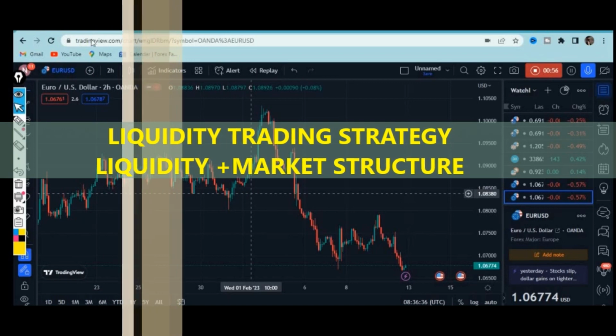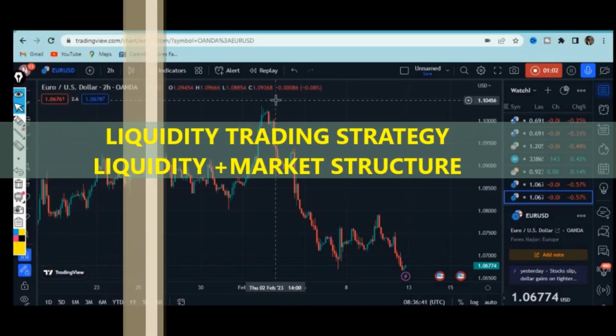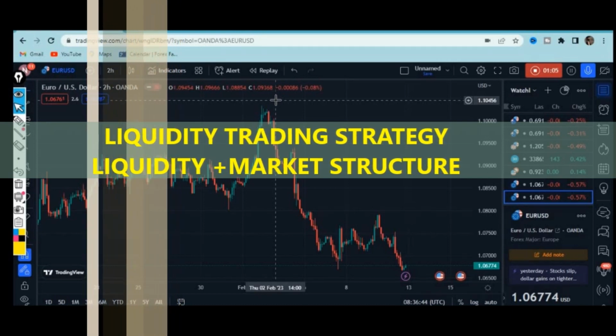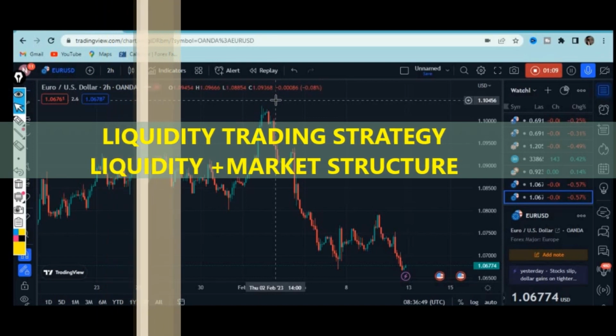I want us to focus mostly on market structure, simply because on market structure you will know whether the market is trending or the market is ranging, because the way you trade a ranging market is not the same way you trade a trending market. That's what you're really supposed to know.